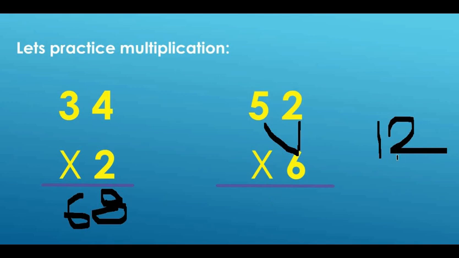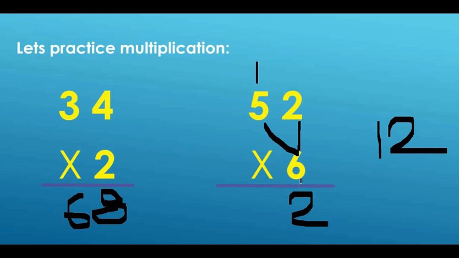So 12, will we write 12 here? No, we will write 2 here because 2 is the ones place number. So we will write here 2. And this 1 I will write on top of the tens place.